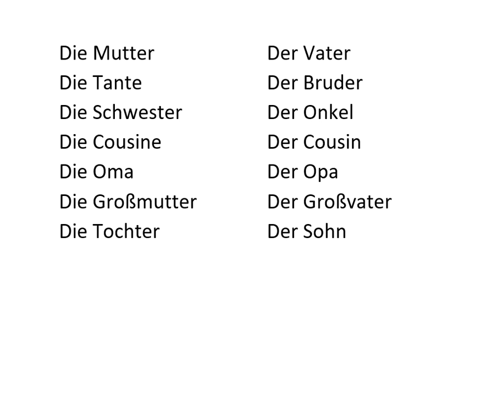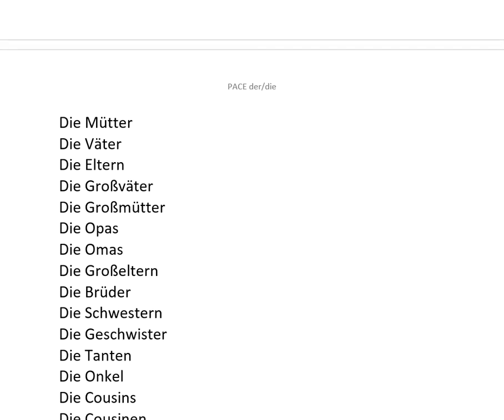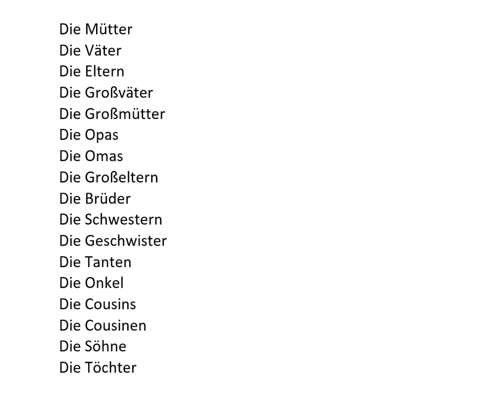So let's look at one last thing, one last list to show one last little bit of this concept. Let me read this for you. I want you thinking again, how is this list different than the other lists? Die Mutter, die Väter, die Eltern, die Großväter, die Großmütter, die Opas, die Omas, die Großeltern, die Brüder, die Schwestern, die Geschwister, die Tanten, die Onkel, die Cousins, die Cousinen, die Söhne, die Töchter.